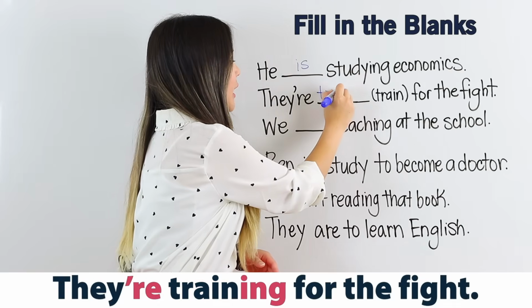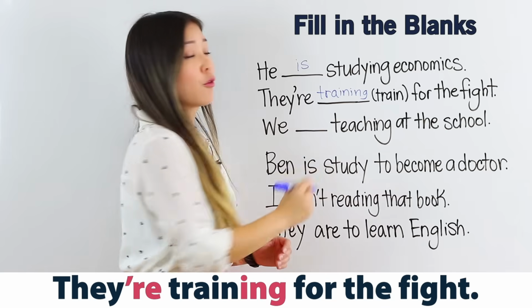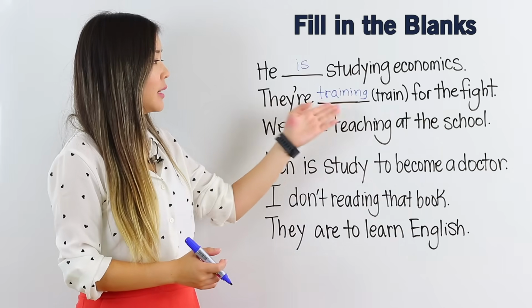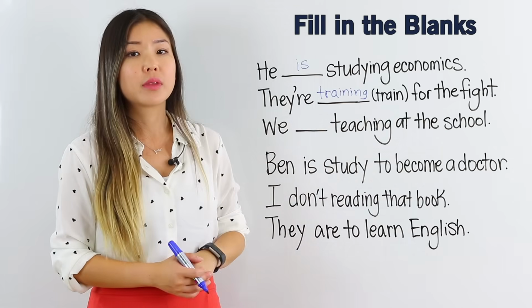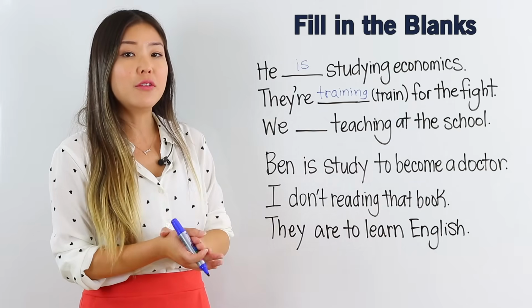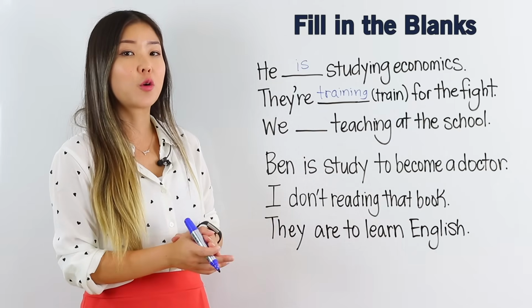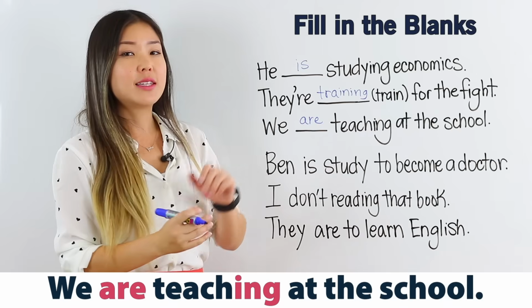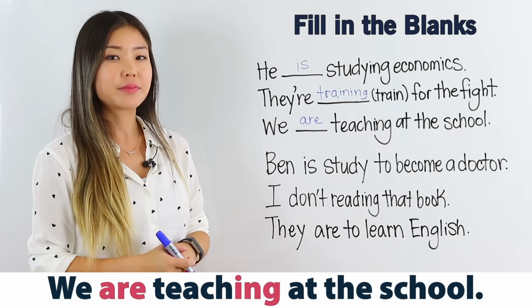They're training for the fight these days. And we blank teaching at the school. Again, we're missing the be verb. What is the be verb for we? The correct answer is are. We are teaching at the school.